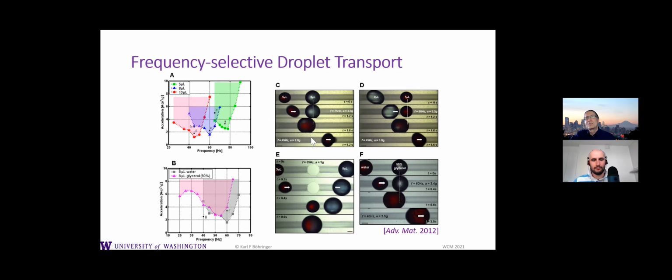So you can, for example, merge drops by having a small drop move towards a large one, or you can pick a frequency where both of the drops move at the same time. After they merged, you can lower the frequency and then make the merged drop move simultaneously. You can also work with different viscosities and, like in this example, mix water with glycerol.